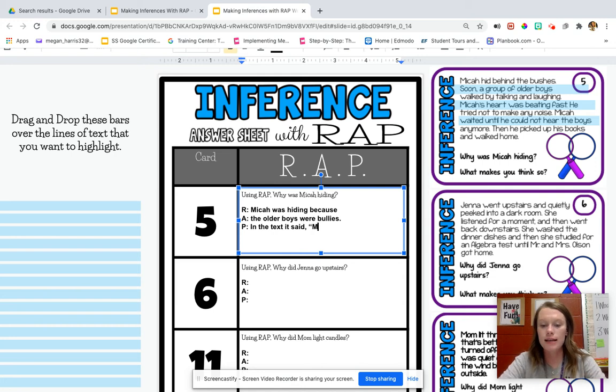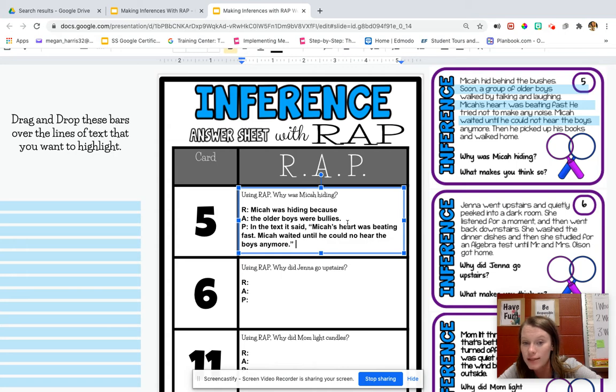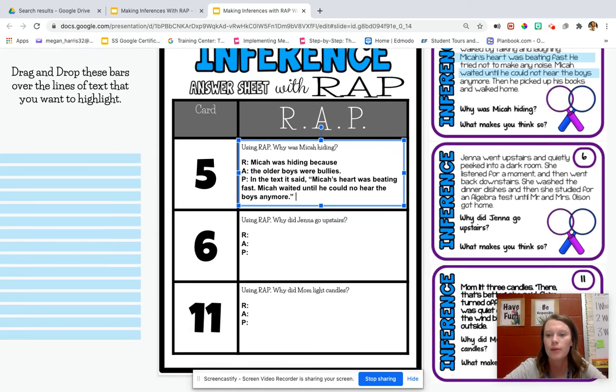Let's write down the part where it says Micah's... And if your text clues look different than mine, if you picked a different sentence, as long as it shows that he was scared or something about the older boys, that will be fine. So I'm saying Micah's heart was beating fast, and then the other one that I highlighted, Micah waited until he could not hear the boys anymore. What does this tell us? His heart's beating fast. It tells us that he's scared, that he's nervous, and then he's hiding from them until he can't hear them anymore, which helps us make that inference that the boys were bullies, right? Good job.